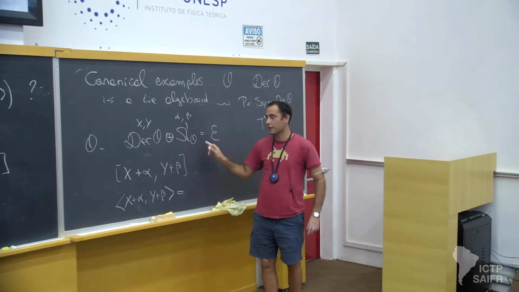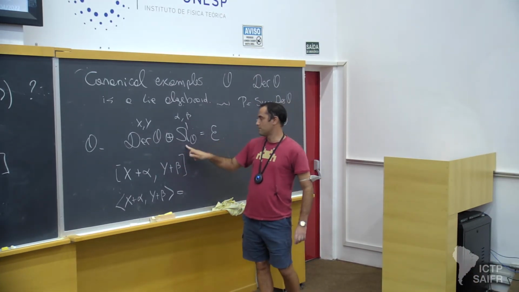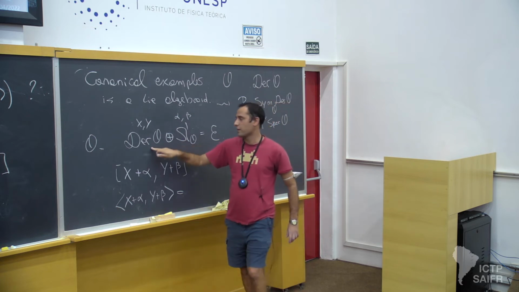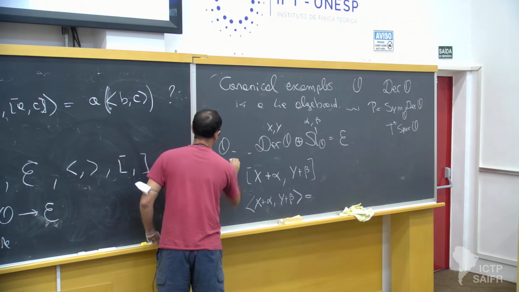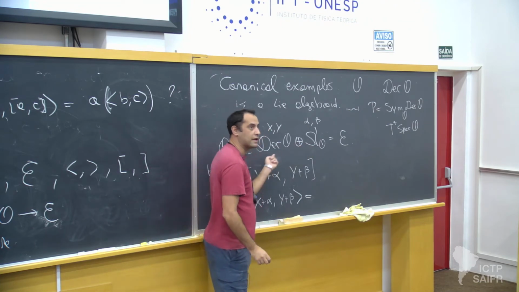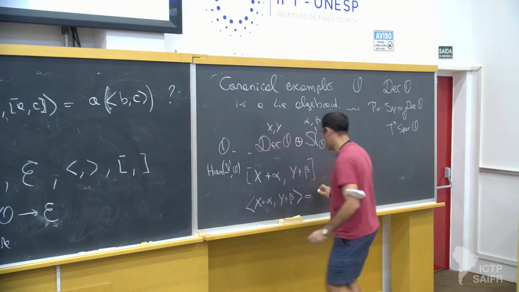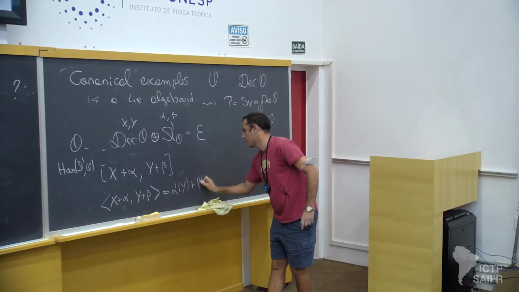Well, the pairing is trivial. This is the dual of this. So by the universal property, this thing here is the same thing as Hom from Omega^1 to O. So the pairing is just the evaluation map. So this is just alpha of y plus beta of x.